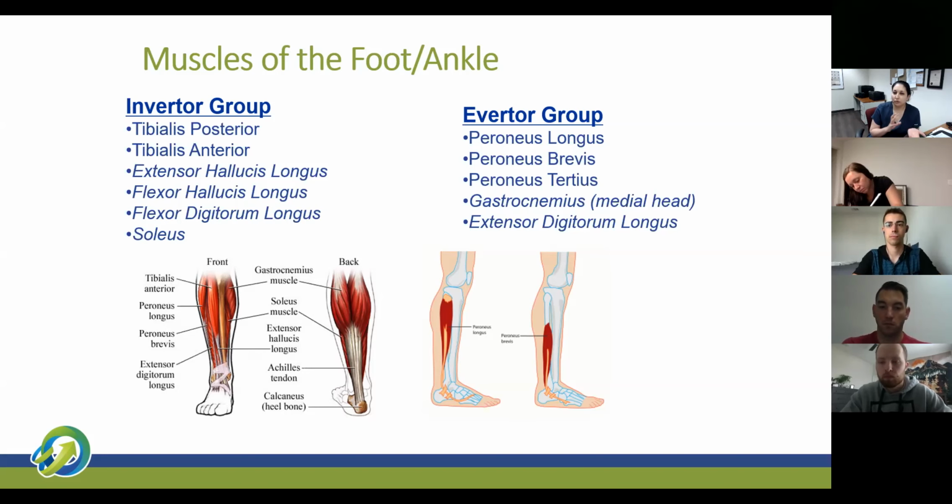So it's more loose, like during swing? What's that? Like during swing, it's loose and then preparing to tighten again at initial contact and loading response. Right, exactly. And that's what helps with that.